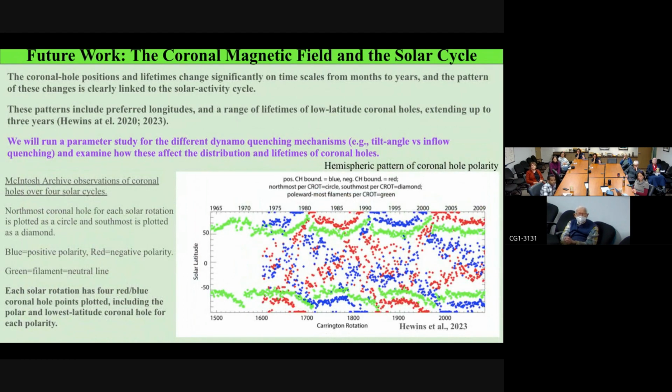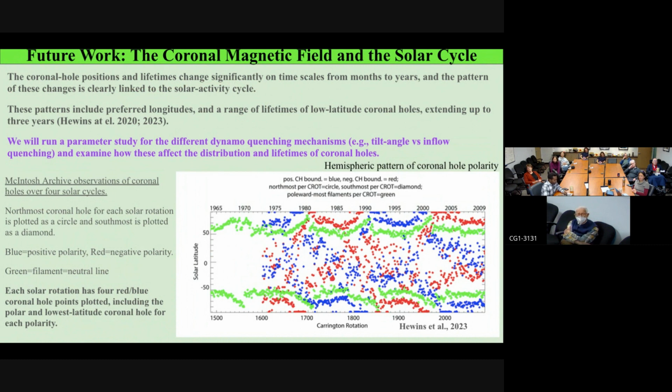The other future plan is that the coronal hole position and lifetime vary significantly on the time scale of months to years, as Hess Webber 2023 determined. So we need to run a parameter study with different quenching mechanisms. It can be the tilt angle or the inflow quenching. We can examine the distribution and lifetime of the coronal holes this way.